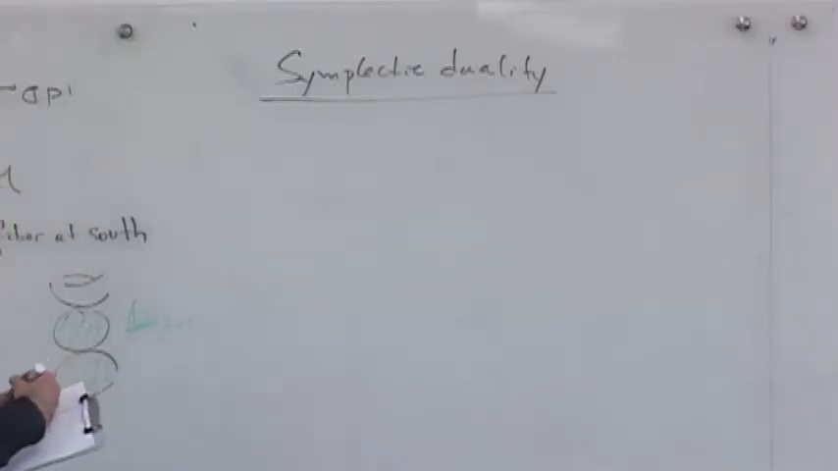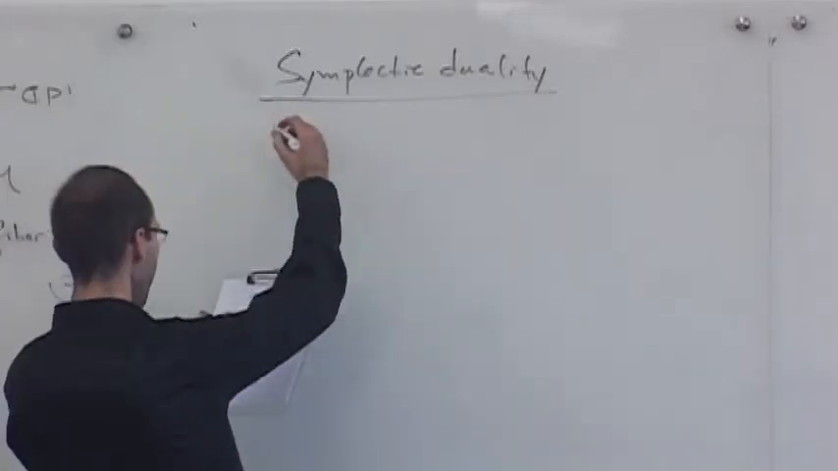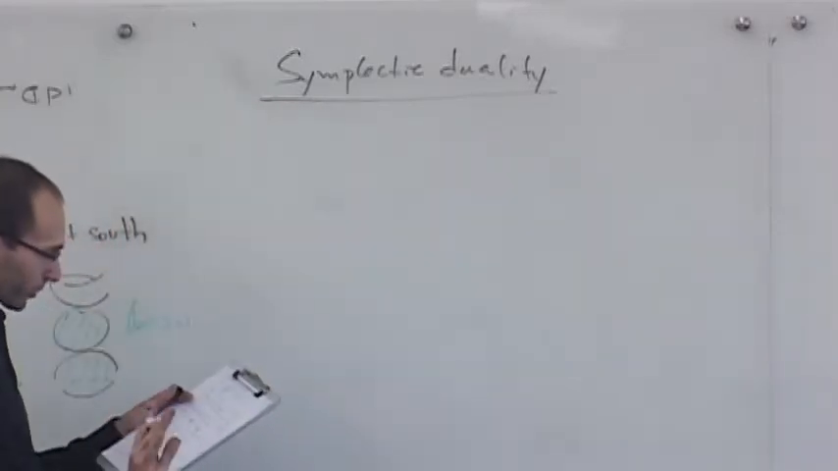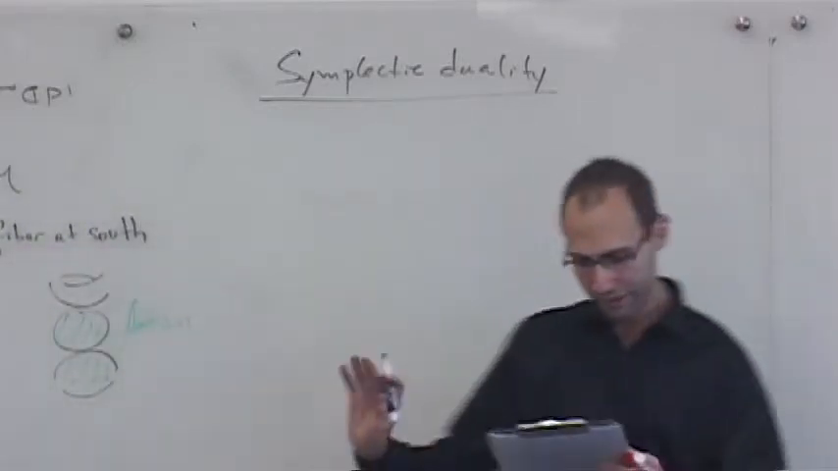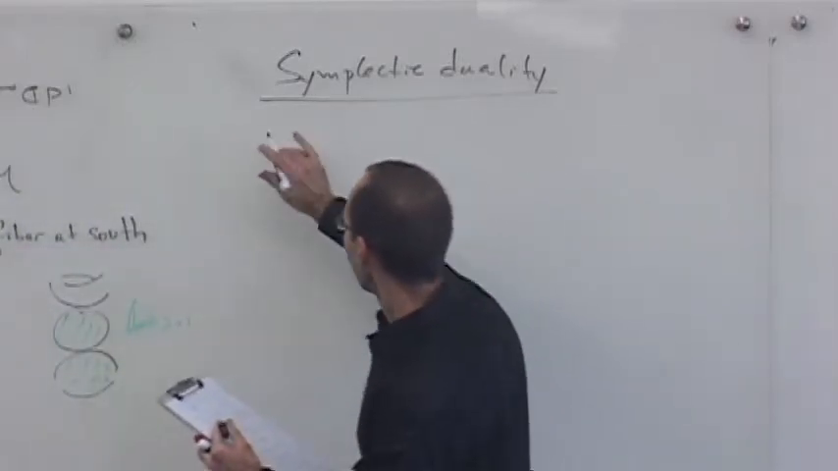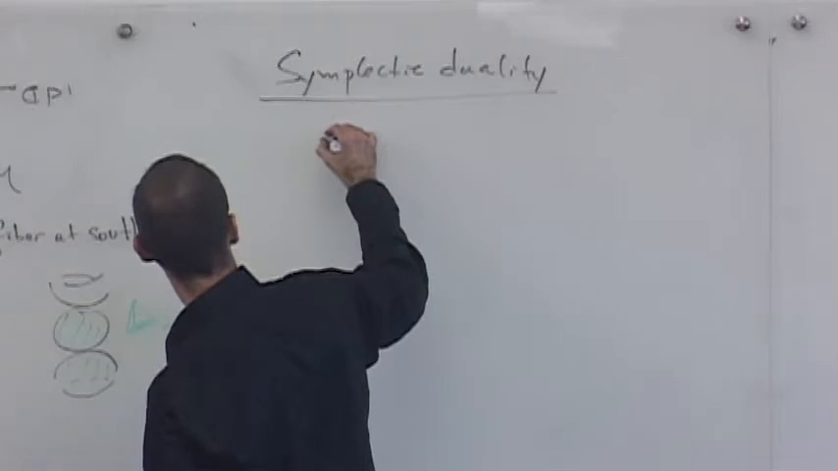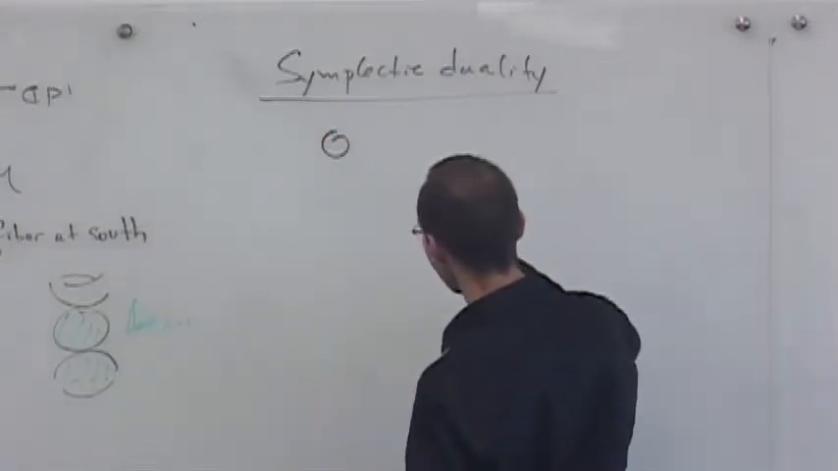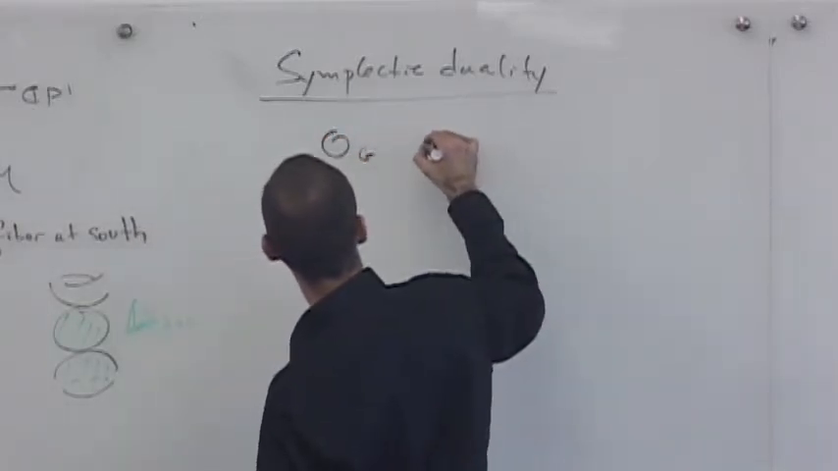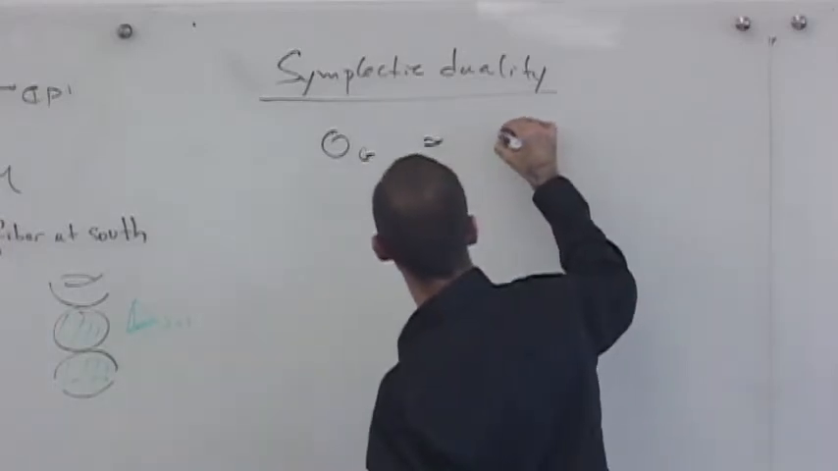OK, so Bailenson, Ginsburg, and Sorgel showed that there's an isomorphism between category O for G and, I believe, category O for its Langlands dual.